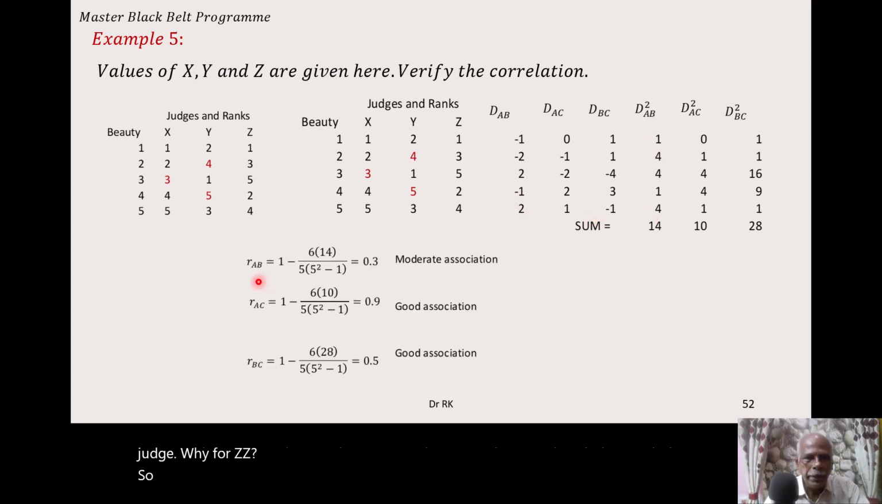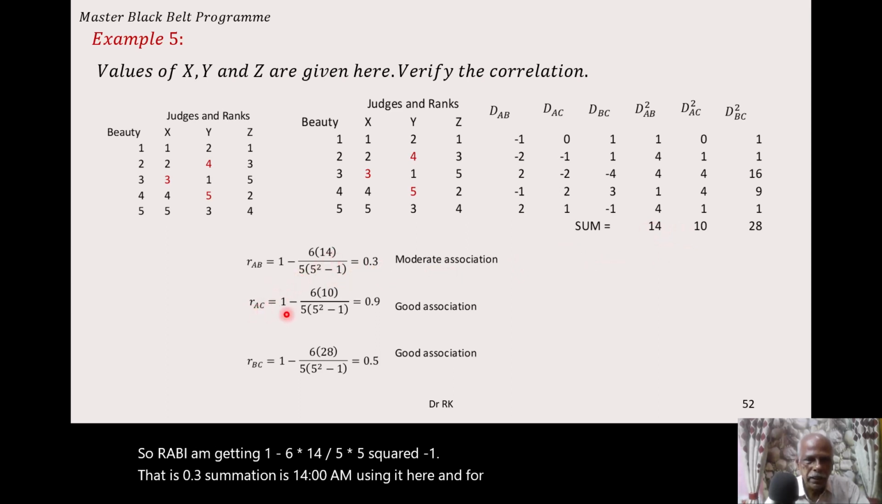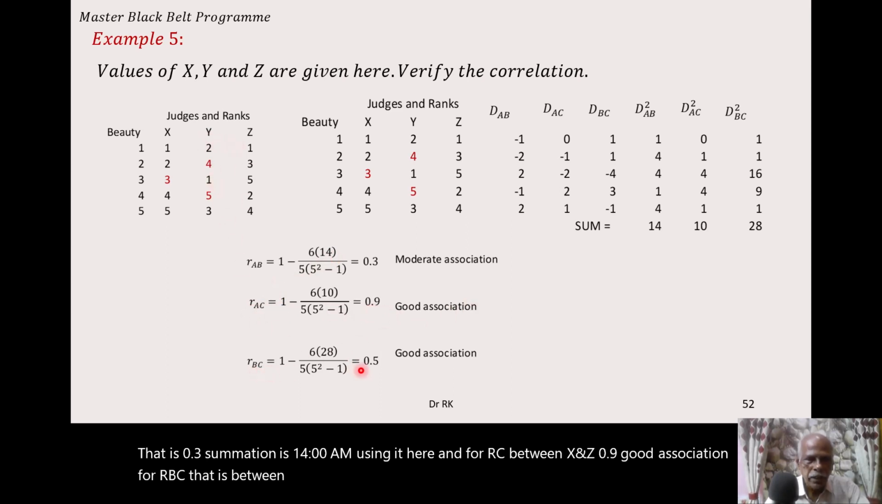So, RAB, I am getting 1 minus 6 into 14 divided by 5 into 5 squared minus 1, that is 0.3. Summation is 14, I am using it here. And for RAC between x and z, 0.9, good association. For RBC, that is between y and z, it is 0.5. Therefore, there is a good association.